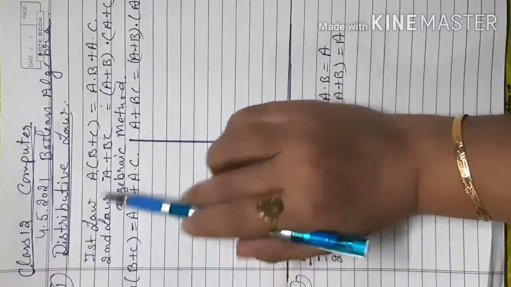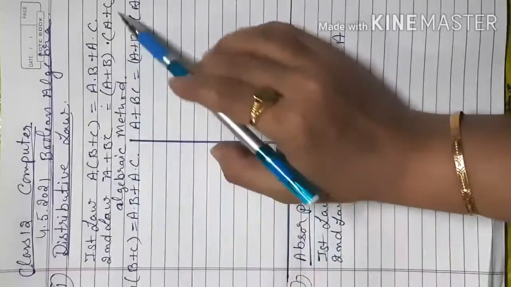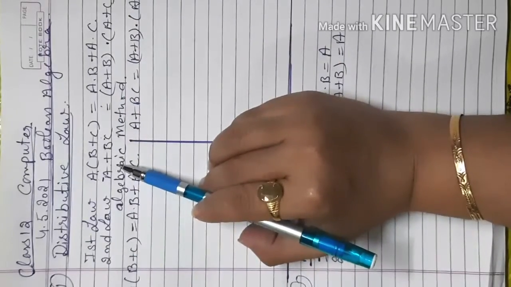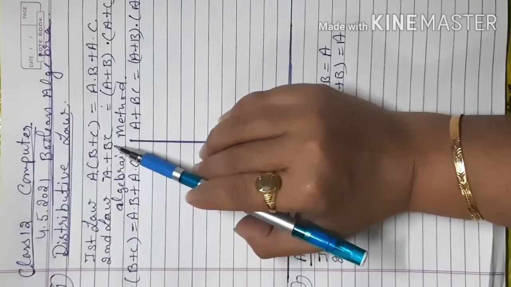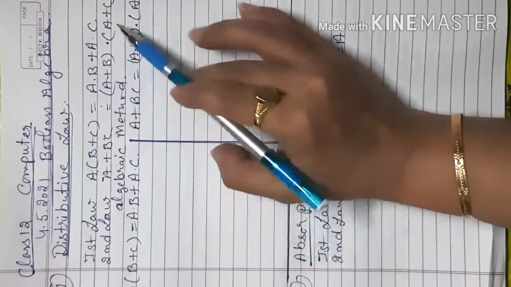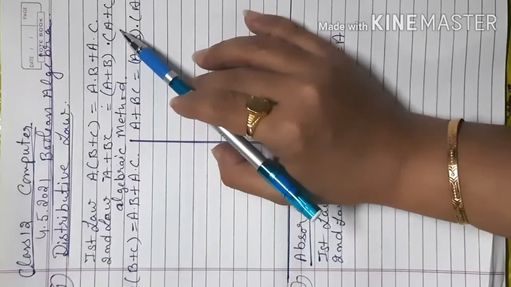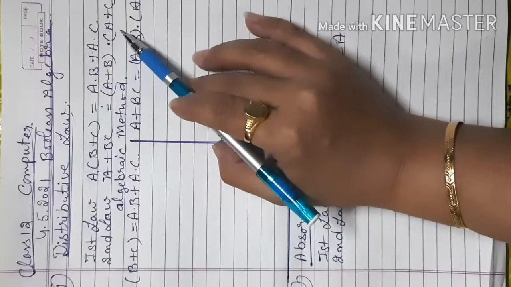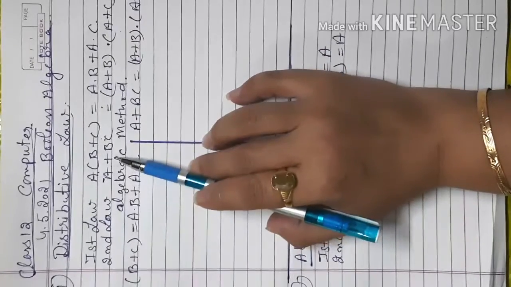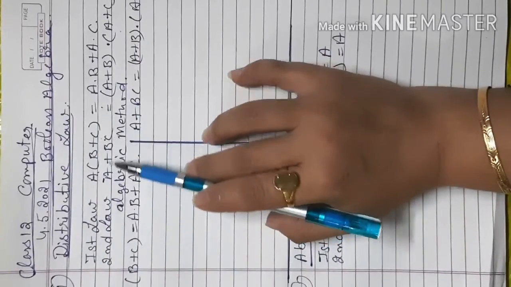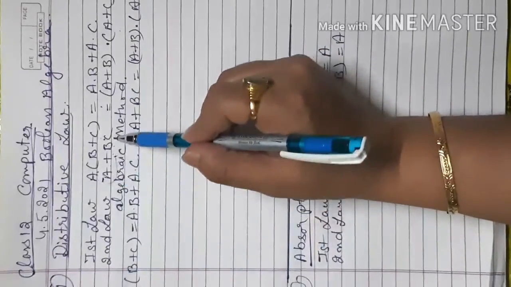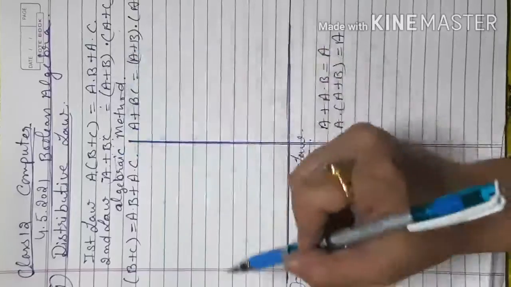Now, when you are going to prove this first law, A dot (B plus C) is equal to A dot B plus A dot C, we pick the right hand side first and try to prove it, then we make it equal to the left hand side. So A dot (B plus C) is equal to A dot B plus A dot C. Then the second law, A plus B dot C is equal to (A plus B) dot (A plus C).